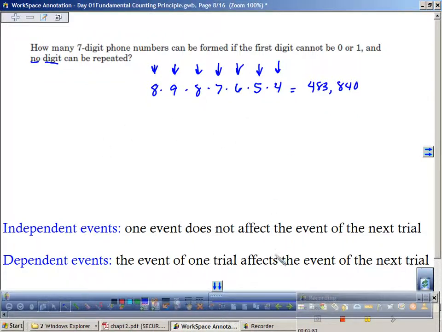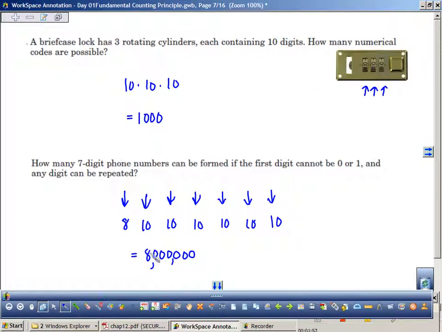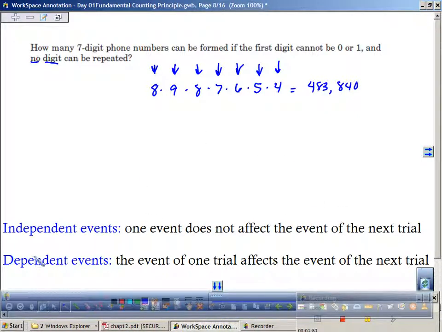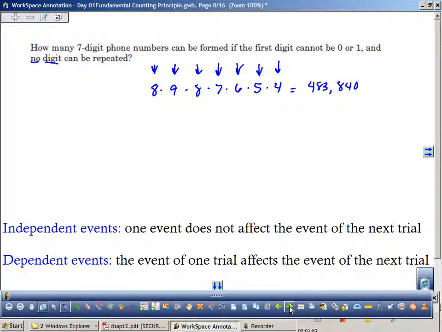Okay, so what are the differences between these two? Obviously, this one's different than this one. More outcomes if it's independent events. One event does not affect the event of the next trial. It makes more outcomes. Dependent events are when the event of one trial affects the event of the next trial. So the fact that we could already use up one of the digits, we couldn't use it again, affected these numbers here. Hopefully that makes sense.